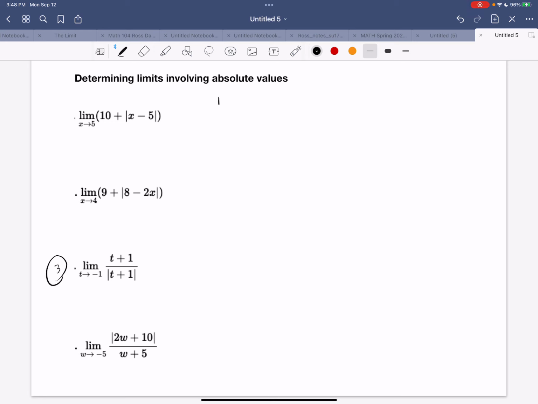Okay, so we're working on this one, number 3. And again, the first step is to simplify my function, and I want to rewrite it without the absolute values. So on the one hand, I'm going to get t plus 1 over t plus 1. And that's if t plus 1 is bigger than or equal to 0. And then I'll have t plus 1 over minus t plus 1 if t plus 1 is less than or equal to 0.